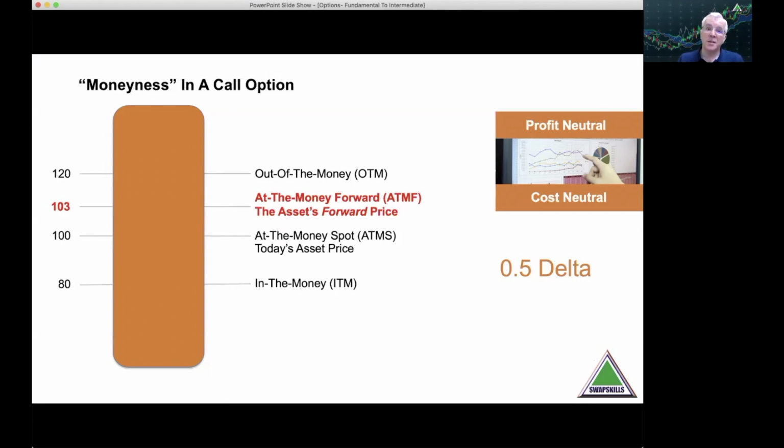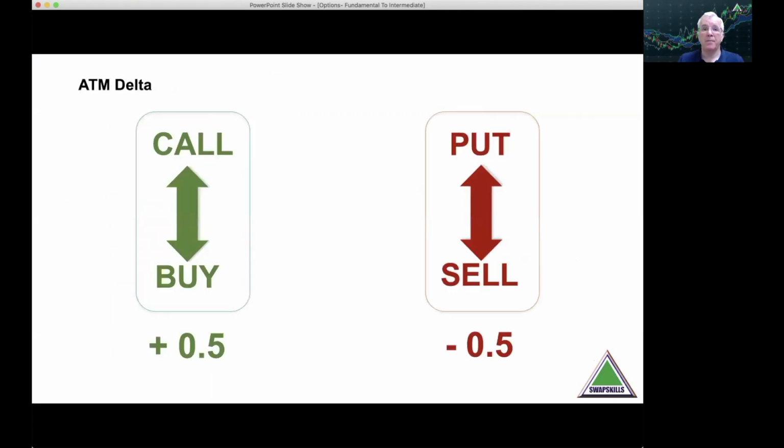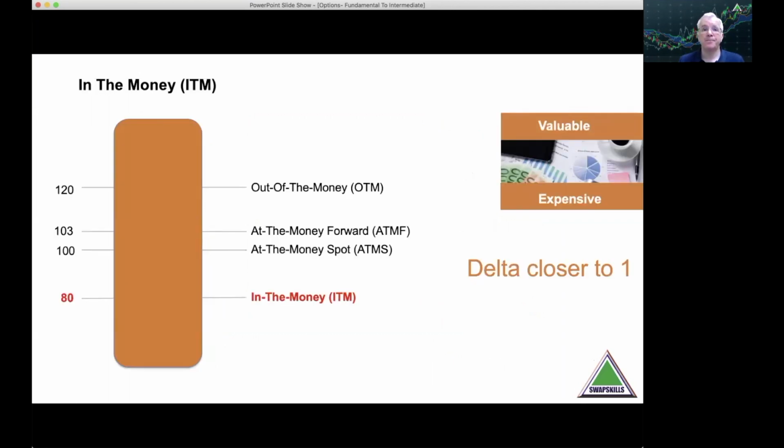So if I said it's got a delta of plus 0.5, it means you've got a call option at the money forward, 50-50 chance it'll happen. If you had a put option at 50 delta, put option would be minus 0.5. Now, if you remember, so what I've done here is on the slide just to make it clearer. Call option at the money forward, plus 0.5, put option, minus 0.5. The reason I'm going on about this is this does come up in things like the ACI exam.